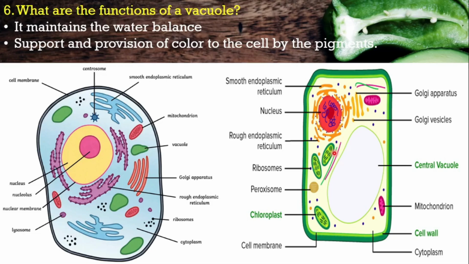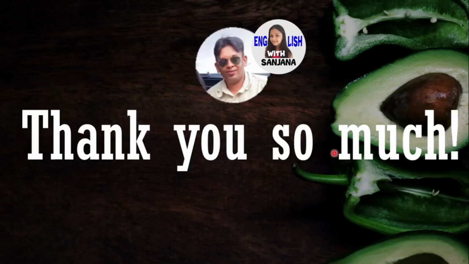I think we have come to the end of our presentation. Thank you very much for watching. I hope you have a clear idea about the differences between animal cell and the plant cell, and also different functions of different organelles in the animal cell and the plant cell.